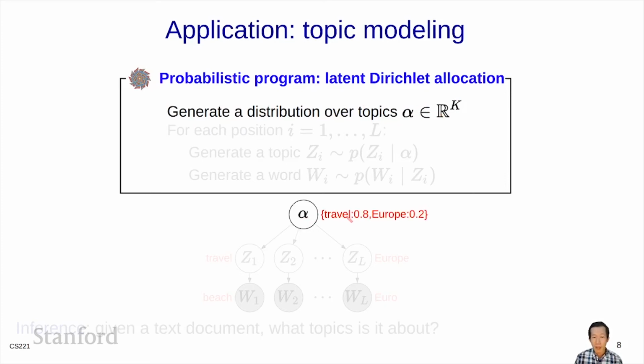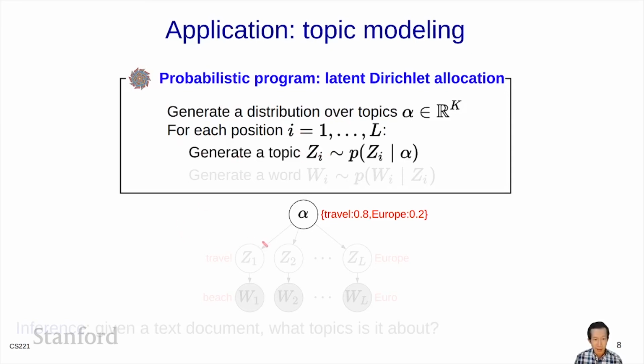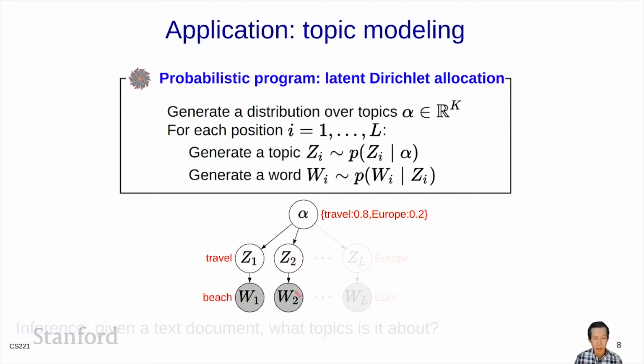A might take on values which assigns probability 0.8 to travel and 0.2 to Europe. And then for each element in the document, each position i, generate a topic zi. So here I might generate travel for z1. And I'm going to generate a word given that topic. So here w1 given z1, I'm going to generate the word "each". Then move on to the next word, generate a topic, generate a word given that topic, and so on and so forth until I reach the end of the document.